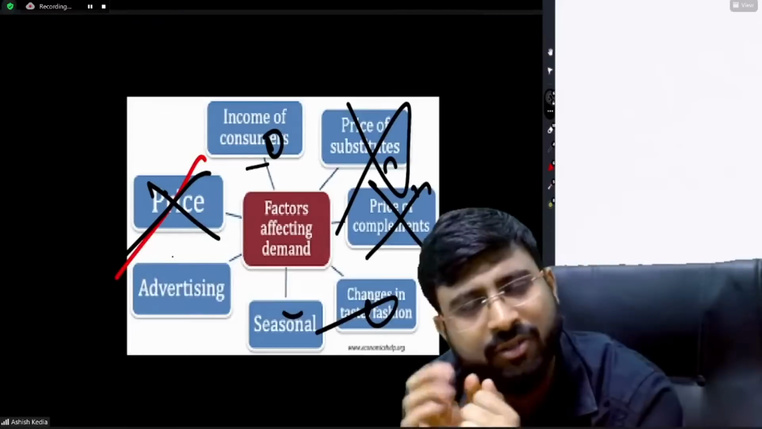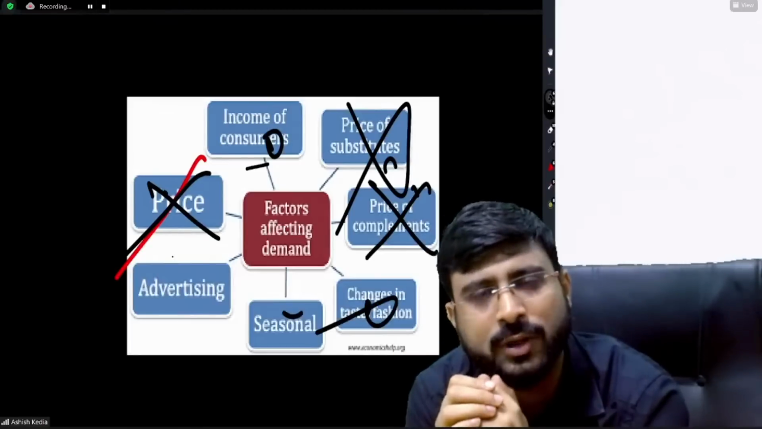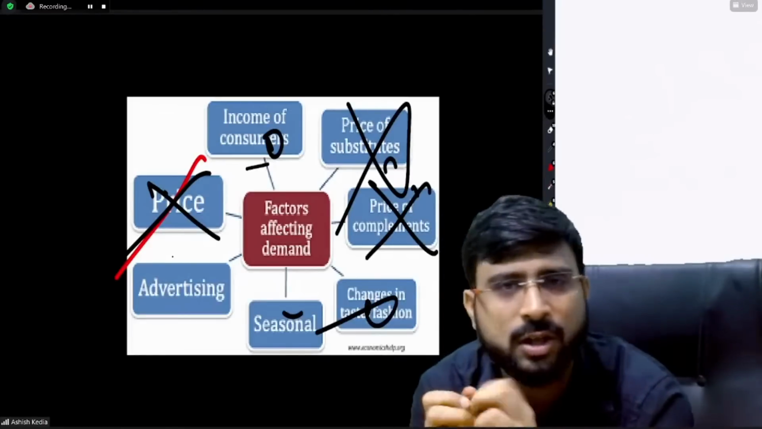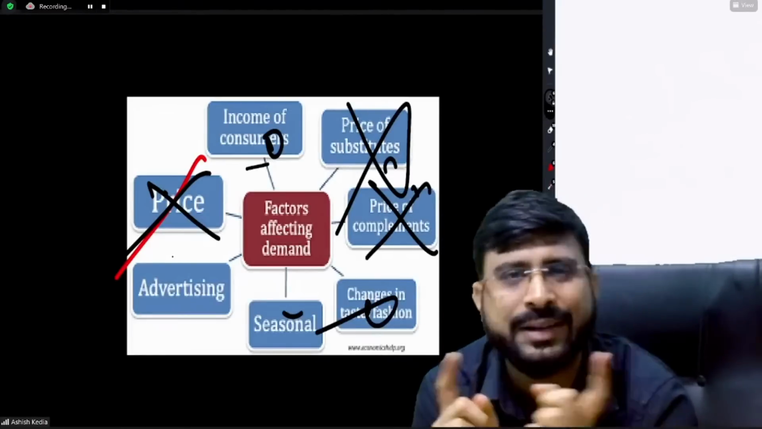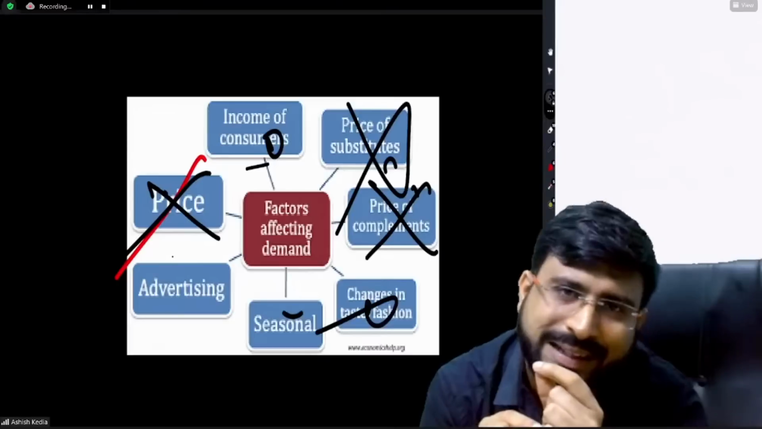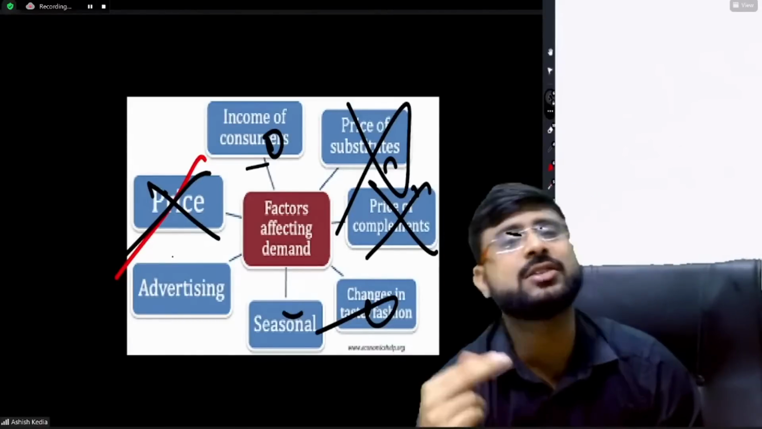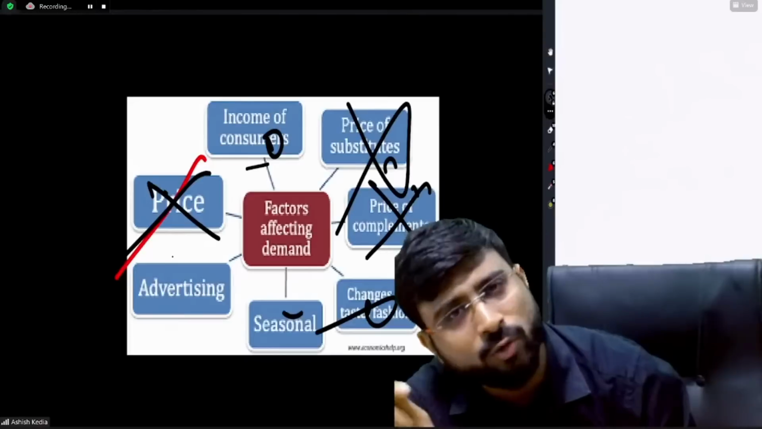So there are generally five factors affecting demand. Number one is own price of the commodity. When own price of the commodity rises, then quantity demanded falls. Then there is price of related commodity. There are two types of related commodities, complementary and substitute. When price of the complementary rises, then quantity demanded for the complementary will fall. But when price of substitute rises, the quantity demanded for substitute will also rise along with it.